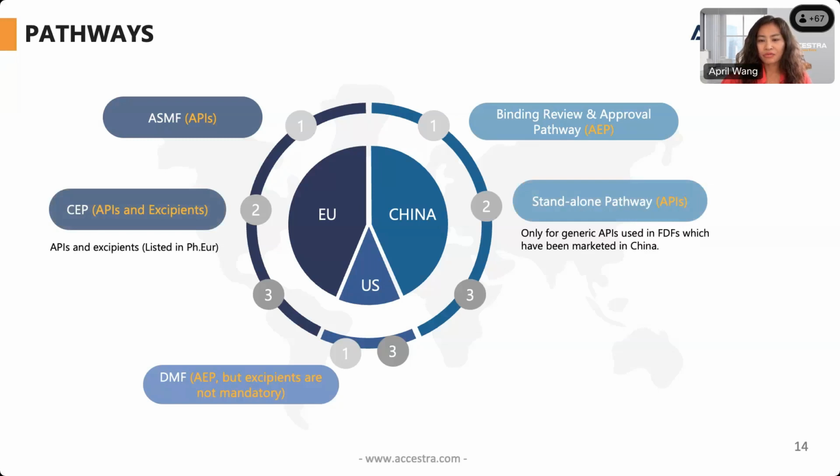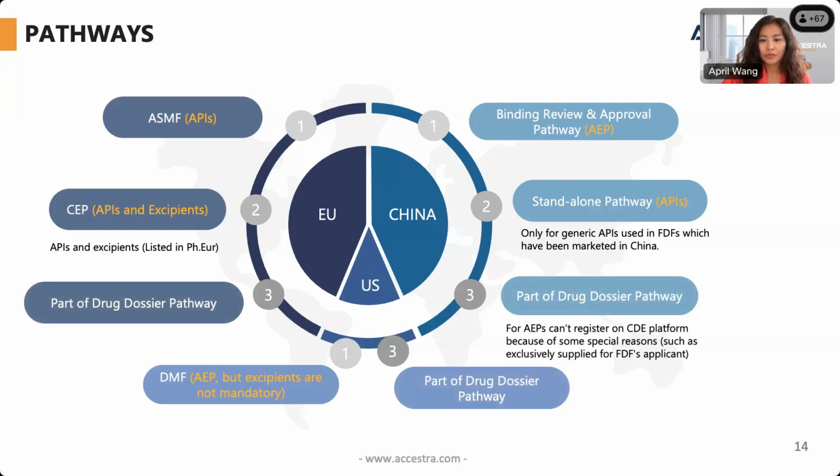And the second pathway, API standalone review, is most similar to the EU CEP, which stands for Certificate of Suitability for APIs listed in the monographs of the European Pharmacopoeia. They both are standalone approval systems for APIs. The third pathway is submitting the dossier as part of the drug product, which is very similar for EU, US, and China.